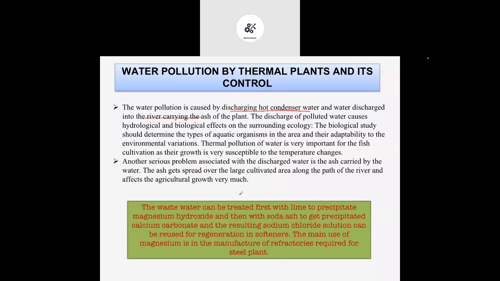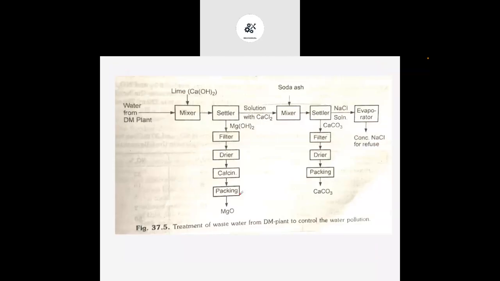Another serious problem associated with the discharge water is the ash carried away by the water, and the ash sometimes gets spread over large cultivated areas along the path of the rivers, and it will affect agriculture growth. So before releasing this hot or polluted discharge water into the natural river or any aquatic body, we have to carry out some methods. We have to reduce its temperature, or reduce the pollution level. We can treat that water first of all, and after that we can release it into the river.